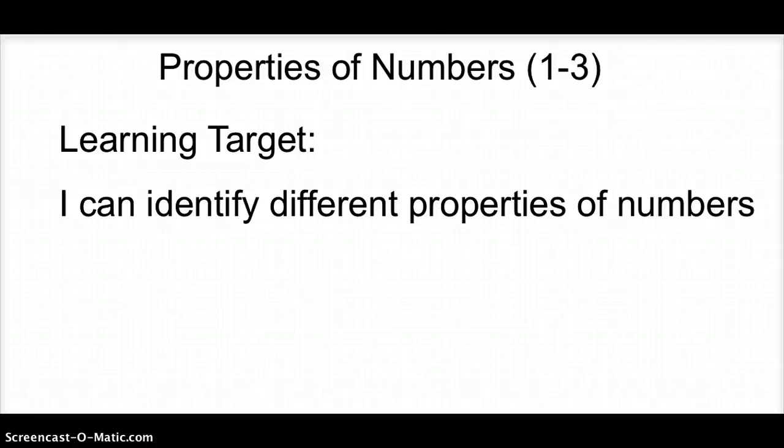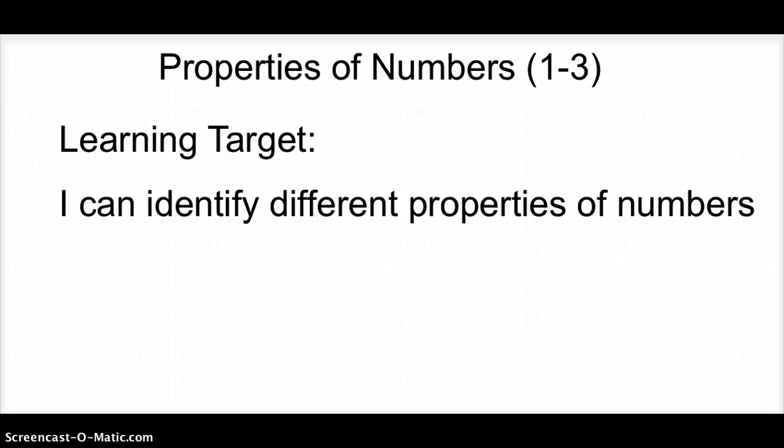Hi everyone, welcome. Today we're looking at properties of numbers from section 1-3, and our learning target today is I can identify different properties of numbers. And basically, just to let you know, you're going to see a lot of different properties of numbers today, and I'm going to go through them rather quickly, but I will refer you to the book, and that's where most of these notes came from for this one, is right out of the book.